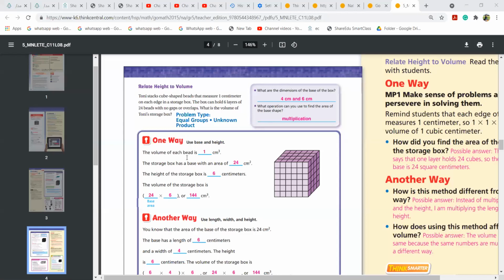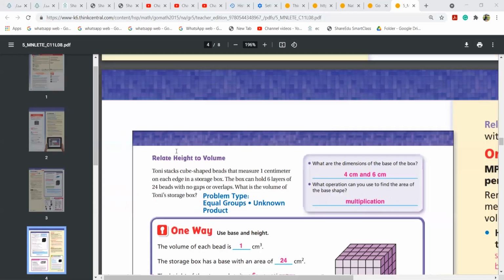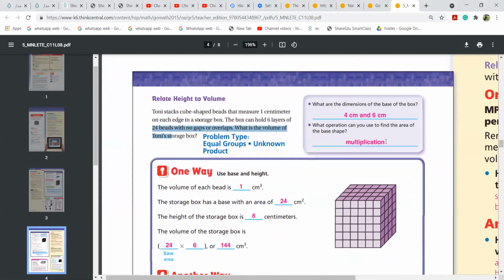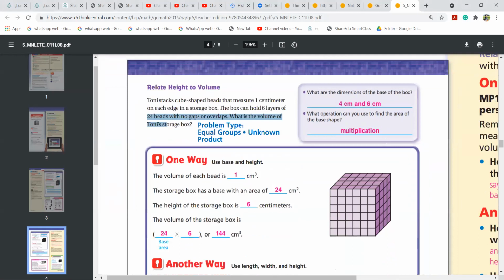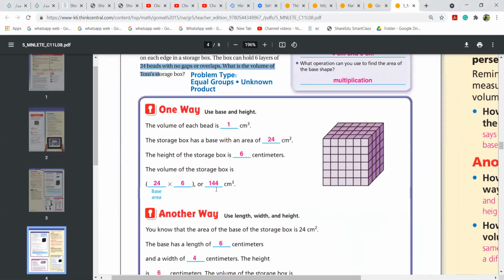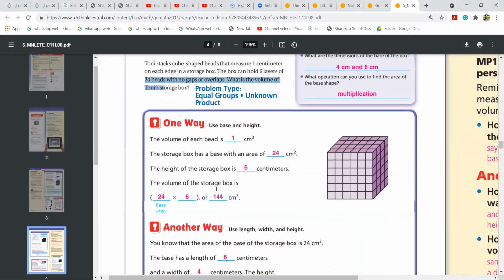Next question. What are the dimensions of the box? It tells us the box can hold 6 layers of 24 beads. And you know that 6 and 4 is 24. So 6 and 4 are the dimensions, and you will multiply them. 24 and 6, I get 144. I multiply 24 with 6 layers because there are 6 layers. In one layer, you have 24 beads. So 6 layers will have 24 times 6, that is 144.